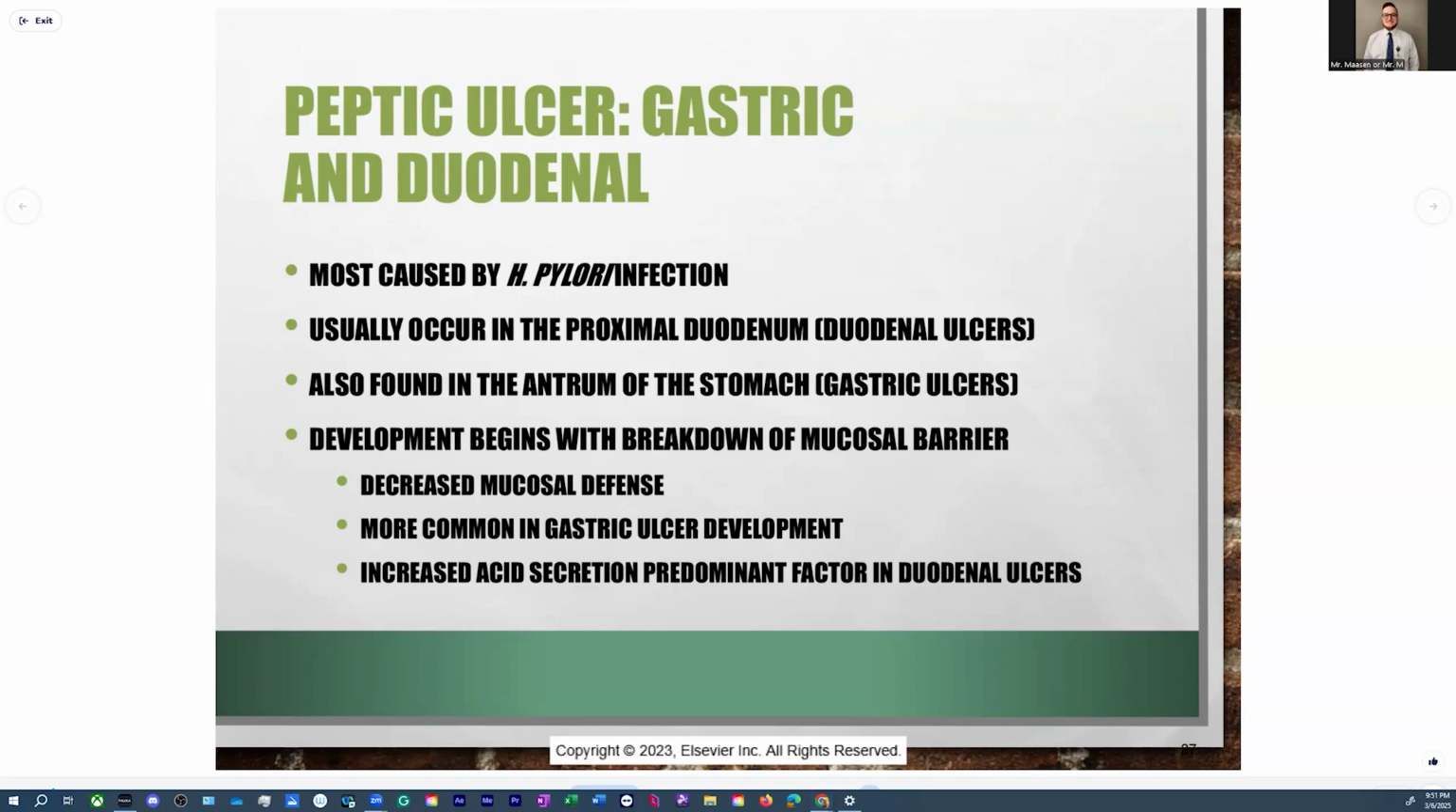One of the main culprits, the main point to take away from peptic ulcers, is this bacterium that's highlighted at the very start here. Most peptic ulcers have been contributed to by this bacteria called Helicobacter pylori, or H. pylori for short, which is much easier. The etiology of this guy is actually not totally known.